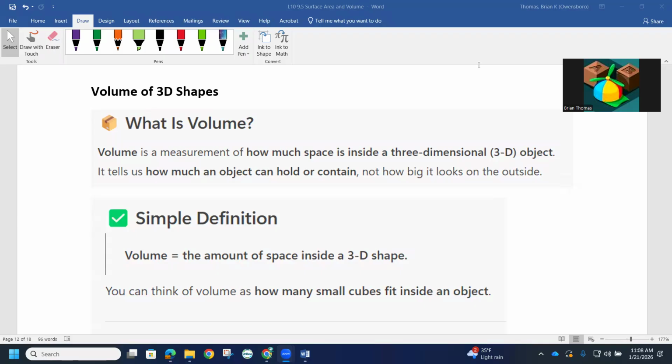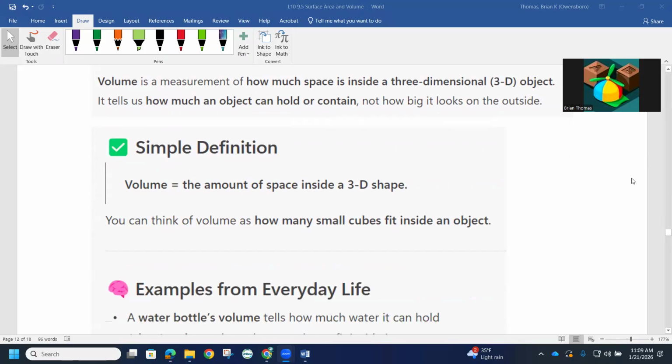So as we move forward into more 3D shapes, the other thing we'll be asked to do is determine the volume of these 3D shapes. When we talk about volume, volume is the measurement of how much space is inside a three-dimensional object. So this tells me how much an object can hold or contain, not how big it looks on the outside. So it's all about how much it can hold. Again, a simple definition: volume is the amount of space inside a 3D shape.